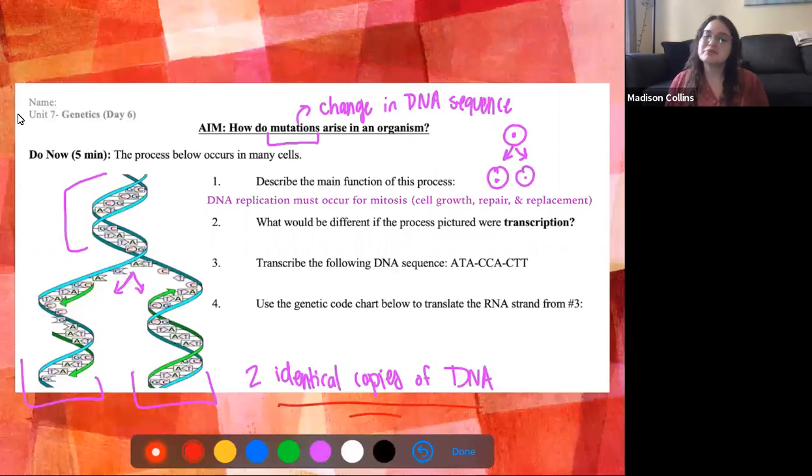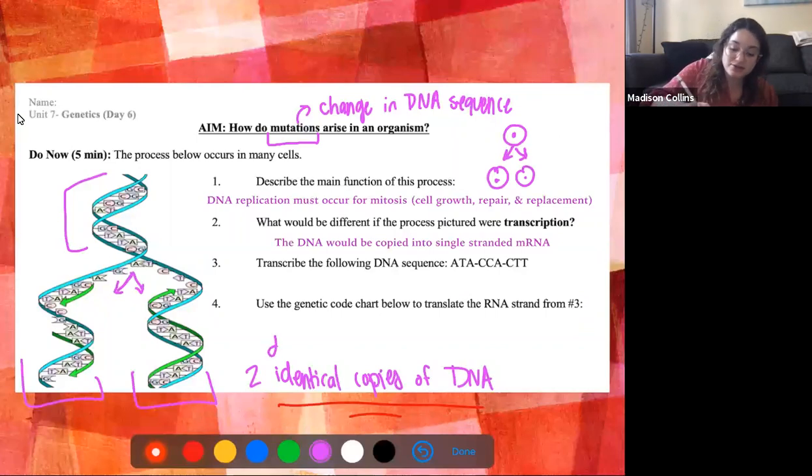All right, number 2, what would be different if the process pictured were transcription? So transcription is the very first step of protein synthesis, right? And we know that we're taking a copy of DNA and turning it into a single-stranded copy of mRNA. And there lies the difference. If this were transcription, we would see us ending with a single-stranded copy of mRNA instead of this double-stranded copy of DNA. All right, so double-stranded copy is DNA, single-stranded is mRNA.